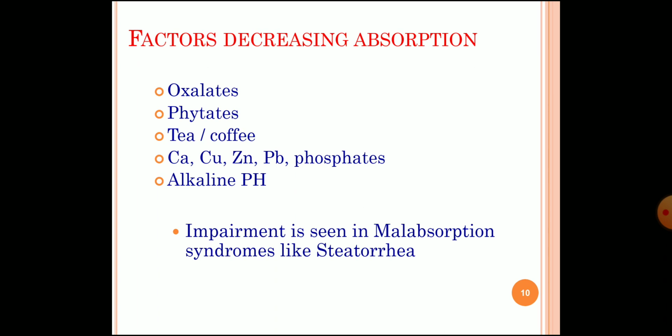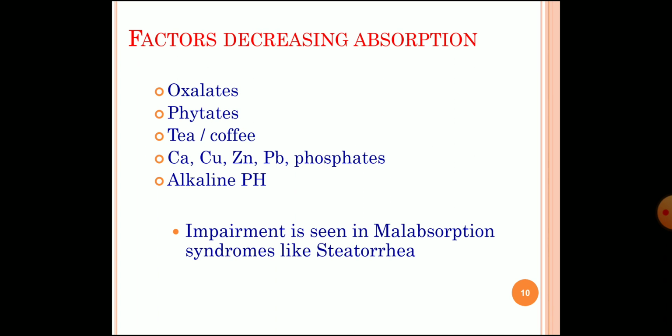And another thing is calcium. Calcium always decreases the absorption. So if you are taking milk along with the iron tablet, the absorption of iron will always be decreased. Then copper also decreases the iron absorption, zinc also decreases it, and lead, phosphates, etc.